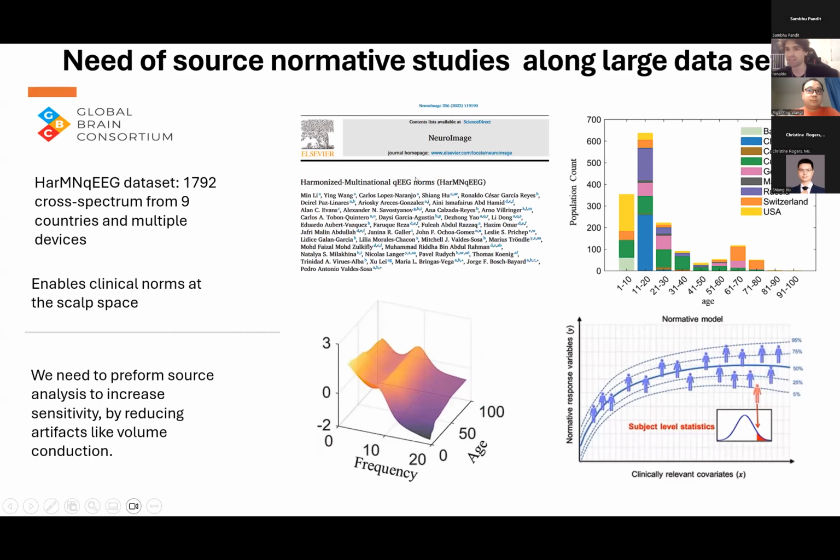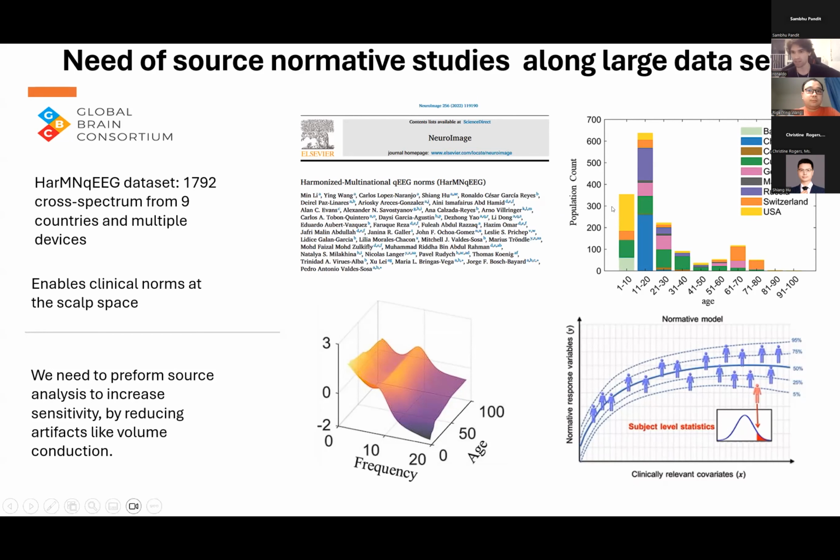We speak a lot these days of gathering data, but we believe in our lab that at the same time, in parallel, it's necessary to develop methods to analyze the data that we are going to gather. We also speak about an effort of the Global Brain Consortium and our lab in the harmonic EEG paper, where we were able to gather data from 2,000 different patients across 9 different countries and multiple devices.